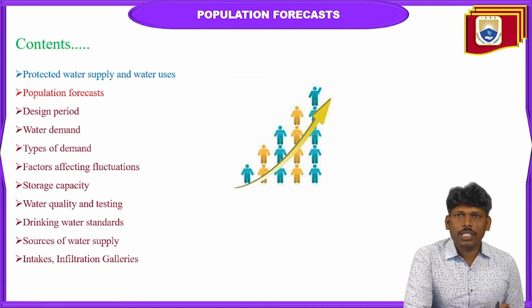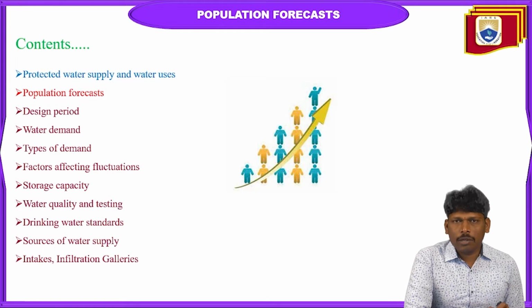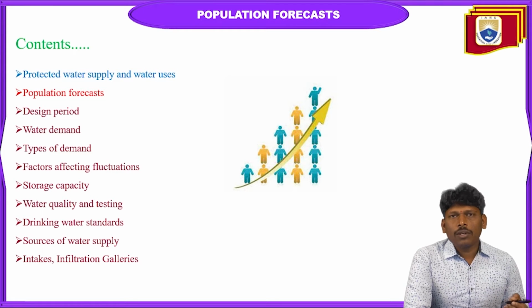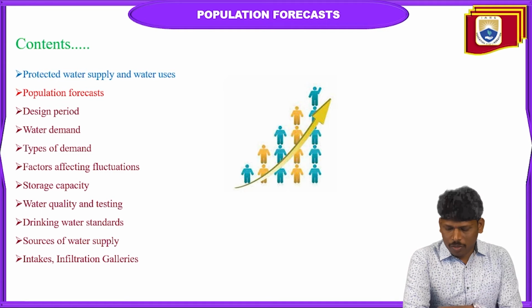We discussed the design period, which is simply the year for which you are designing. That is the design period from the current year. The difference between them is some certain number, and that number is the design period. And then after that we are discussing the population forecast. So now we are on the topic of population forecast.